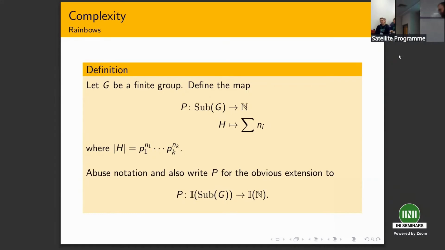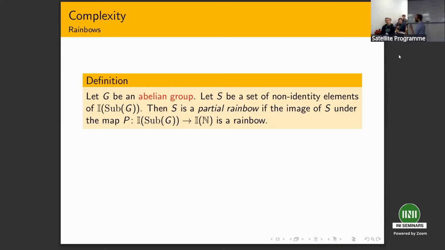I'm going to abuse notation. I mean, who doesn't? So P is also going to send intervals to intervals, right? So I can just apply it to the first and second element of an interval. It still gives me a map to intervals of n. So this is a strange function. The word abelian appears in red here. I don't need abelian groups, but if I assume non-abelian, I have to write more things on the slide.